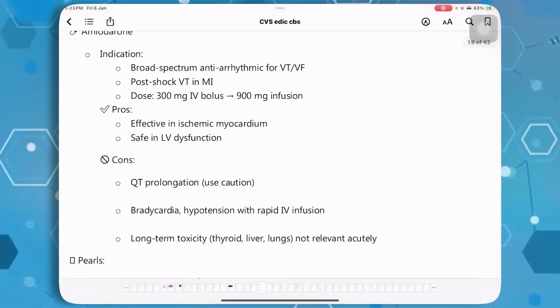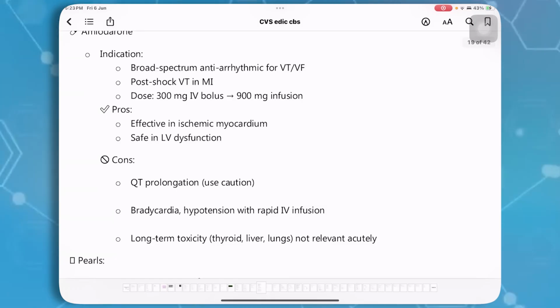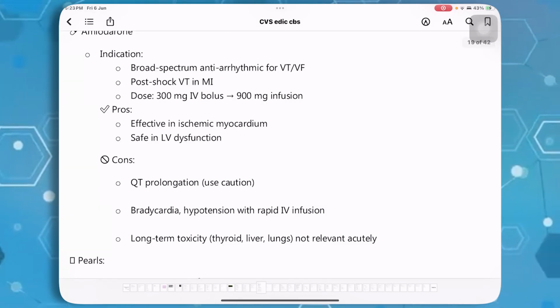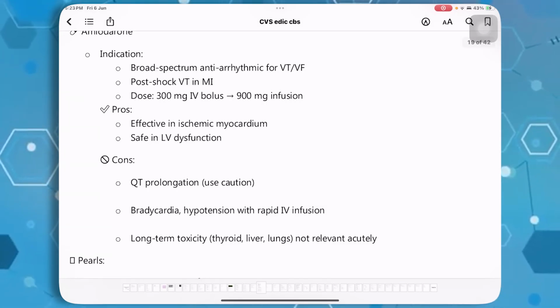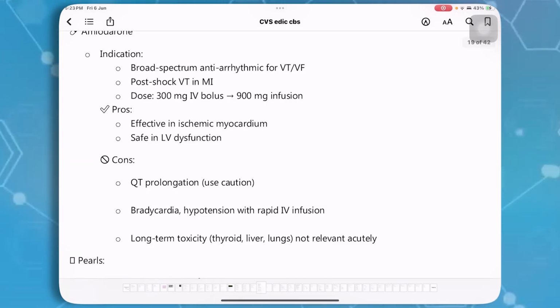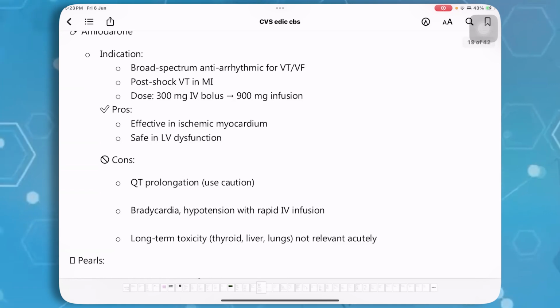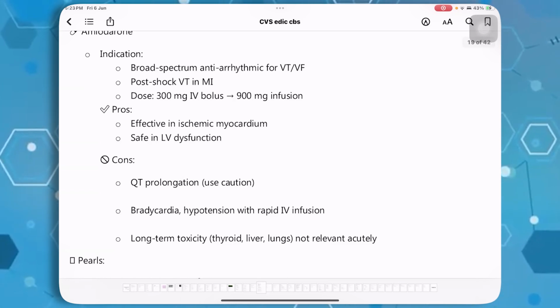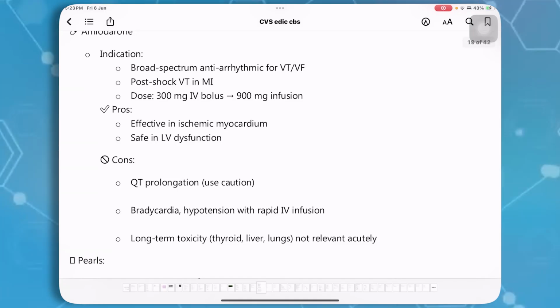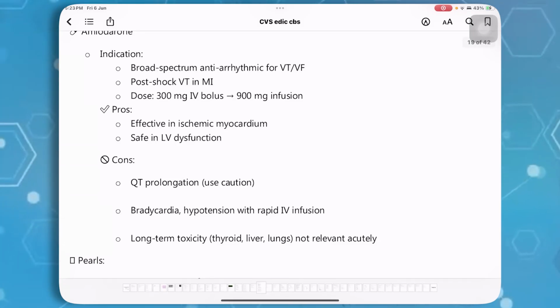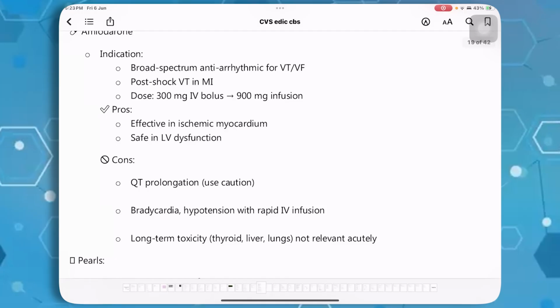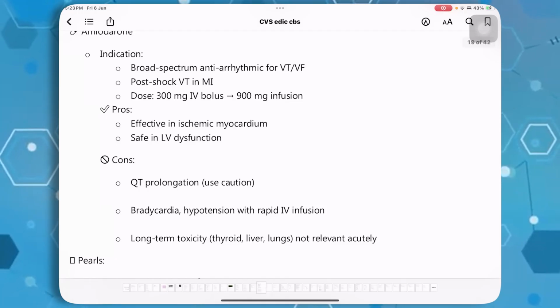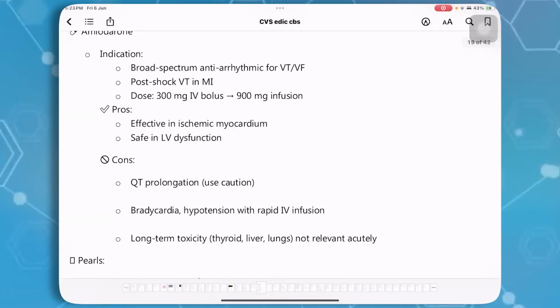It can cause bradycardia, and a decrease in cardiac output because of bradycardia. So if you push it fast enough, it can cause cardiac arrest or hypotension. So you need to be very cautious there. It has to be given as an IV bolus only in a patient who is undergoing CPR secondary to ventricular fibrillation. Long-term toxicity is also there, so you need to take it with a pinch of salt.